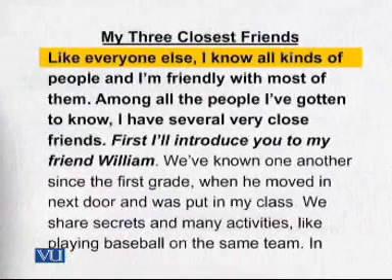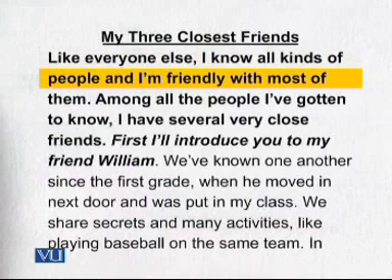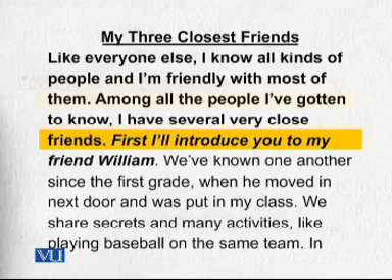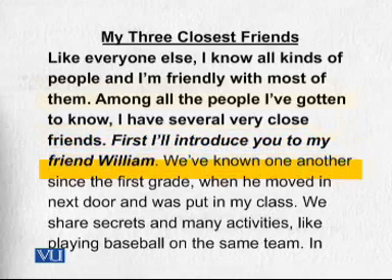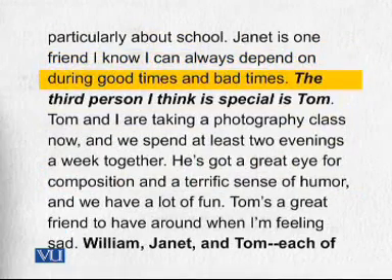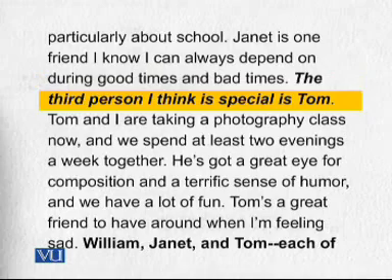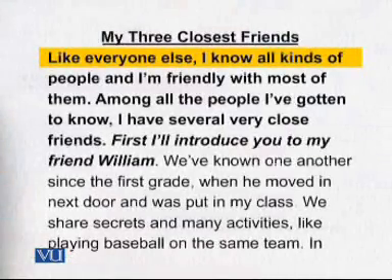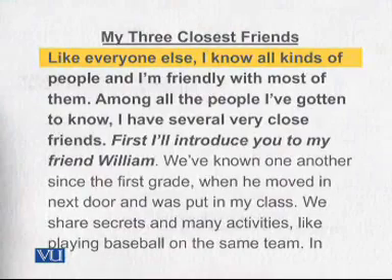You can take a look on the screen that the first two sentences, I turned them bold because they are the topic sentence. First, I'll introduce you to my friend William. And then you can see another writing: another important person to me is Janet. And then the third person I think is special is Tom. Now, these are three different friends I'm talking about. Therefore, the details about those three different friends are going to be very much different. So how can these three friends and their relevant details stay in the same paragraph?